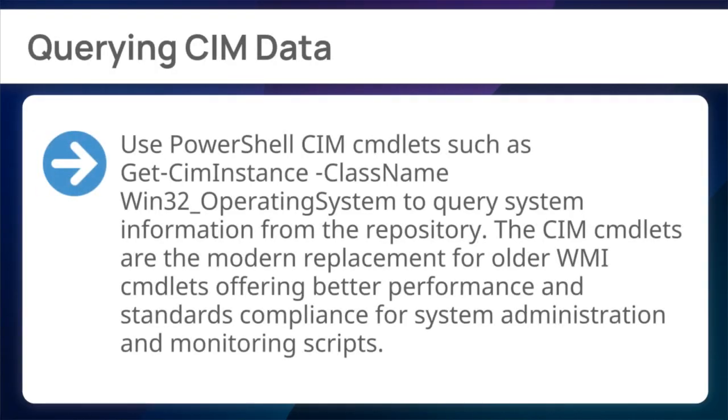Finally, querying CIM data. Use PowerShell CIM cmdlets, such as Get-CimInstance -ClassName Win32_OperatingSystem to query system information from the repository. The CIM cmdlets are the modern replacement for older WMI cmdlets, offering better performance and standards compliance for system administration and monitoring scripts.